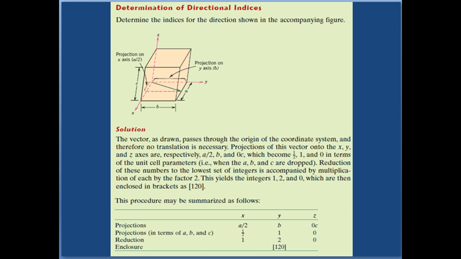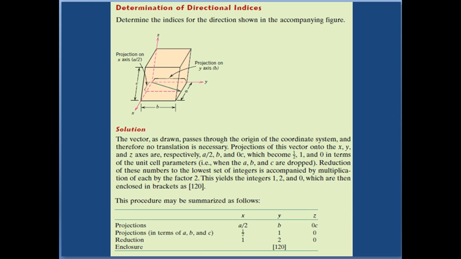And the last step is the three indices not separated by commas are enclosed in square bracket. When you get the values, you are supposed to enclose those values in square bracket without giving commas, you cannot separate these three indices by commas. And how are we going to represent that? In square bracket, [uvw] is the generalized notation to identify the directional indices. The u, v and w integers correspond to the reduced projection along the x, y and z axis respectively.